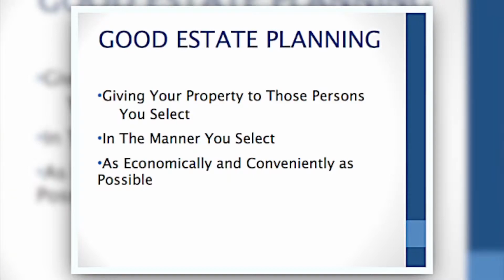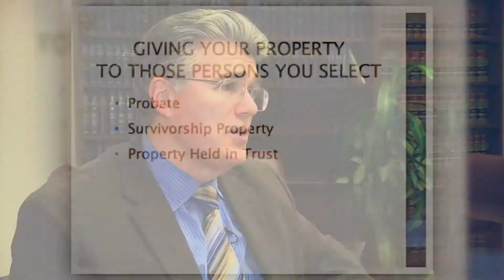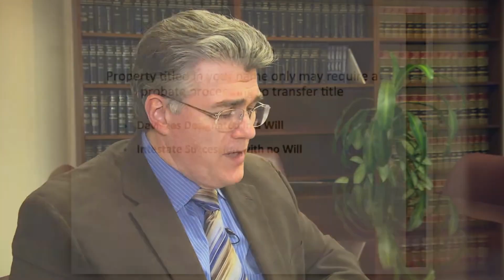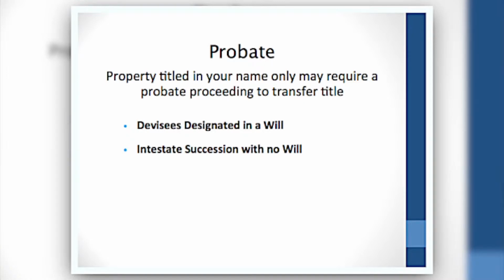First of all, giving your property to those you select. How do you do that? Well, let's talk about how we transfer property. There are three basic ways to transfer property after you die. One is the probate. A probate is a court proceeding that transfers title to your heirs or your devisees, as the case may be. Probate involves any property that you own in your name only.